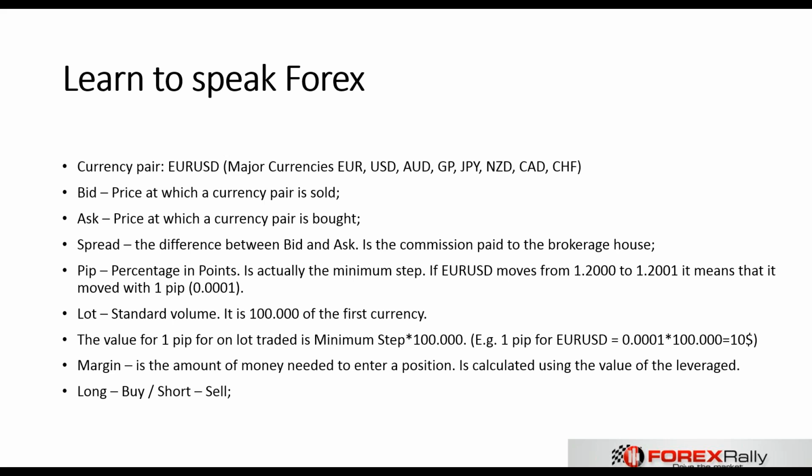And let's take an example for Euro USD. If Euro USD moves from 1.2000 to 1.2001, it means that it moves with 1 pip, which is actually 0.0001. Now, the lot is the standard volume. It is known to be 100,000 of the first currency. What does this actually mean?